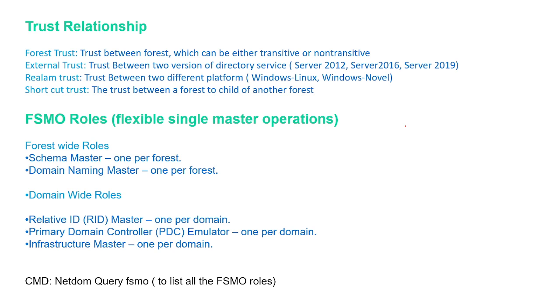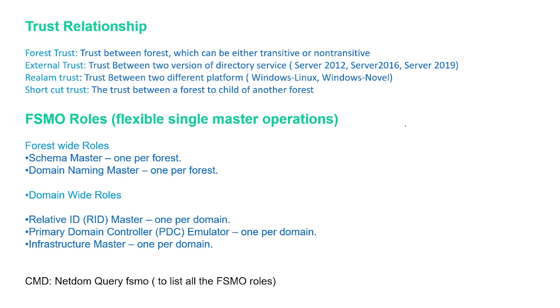Okay, so now there is a concept called trust relationship in Active Directory. Whenever you want to establish trust between two different domains or between two different platforms, there are multiple types of trust relationship you can open. Four, actually: forest trust, external trust, realm trust, and shortcut trust.